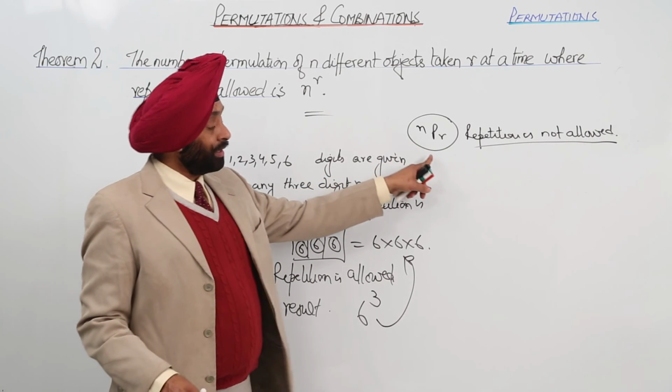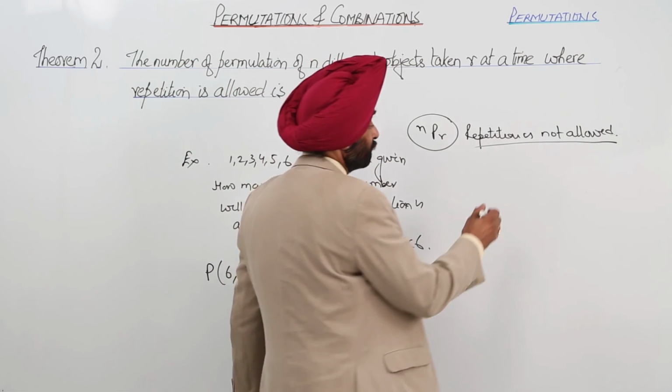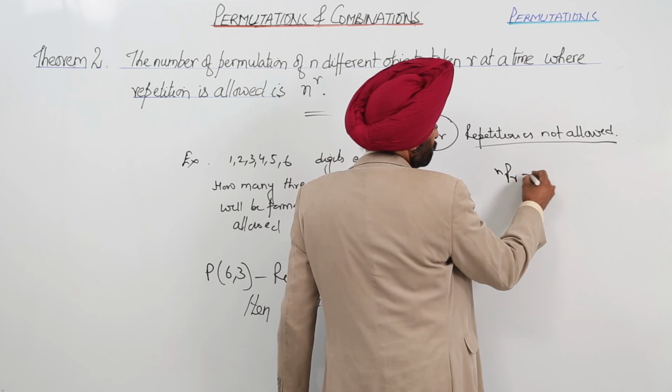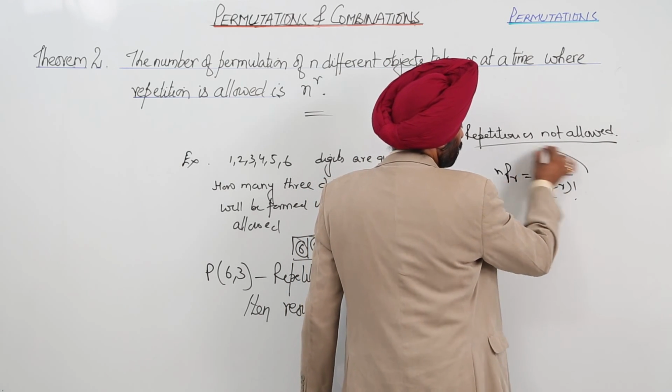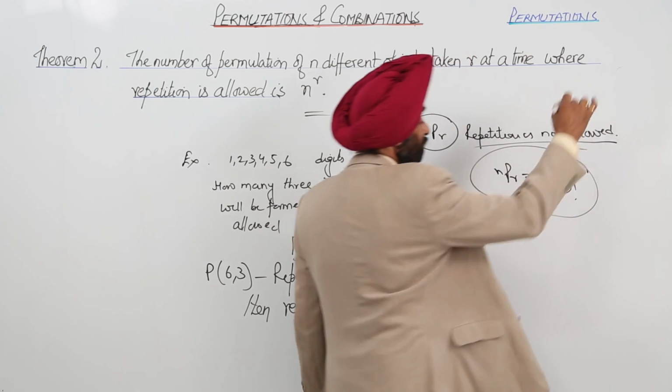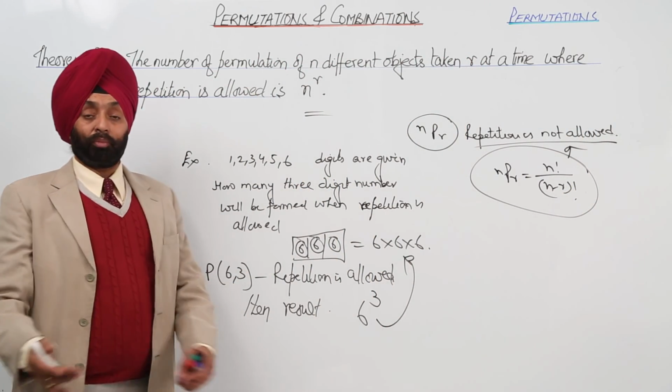Okay. For this one, if we are going for this formula, nPr is equal to n factorial upon n minus r factorial, then it means repetition is not allowed. Okay. So this is about theorem 2.